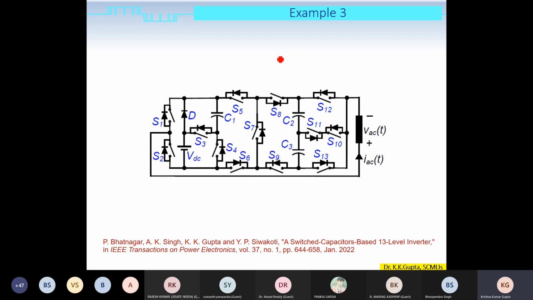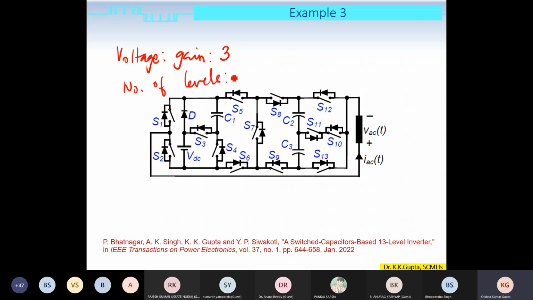Now I am going to introduce one complex looking topology here. Here we are looking to increase the voltage gain. Till now I discussed two topologies where the voltage gain was restricted to 2. So here we are going to increase the voltage gain to 3. We are also targeting to obtain a high resolution waveform.